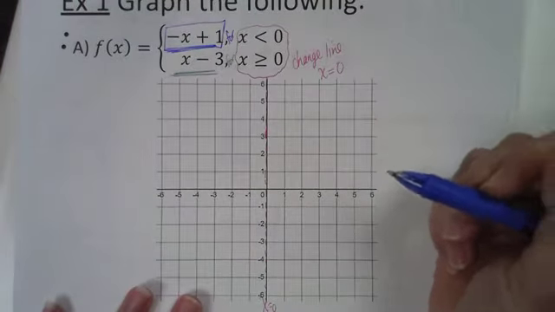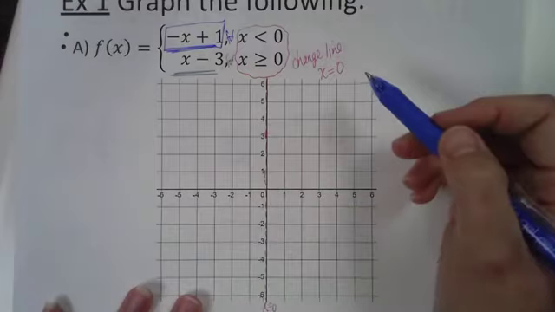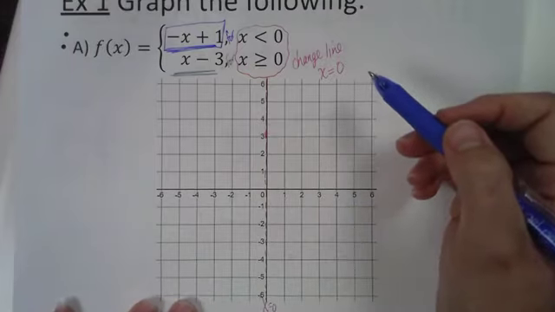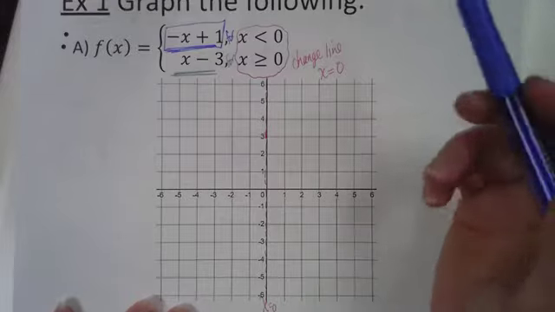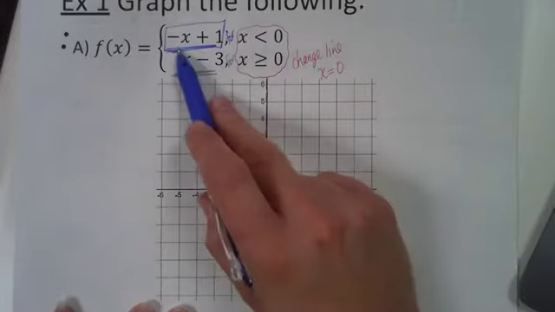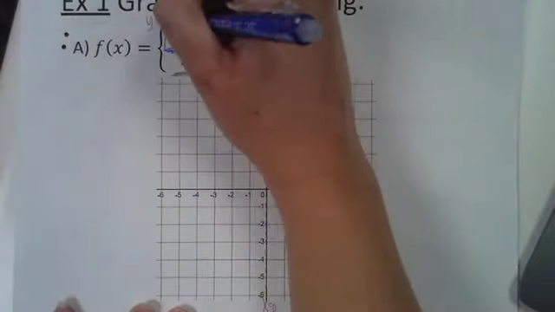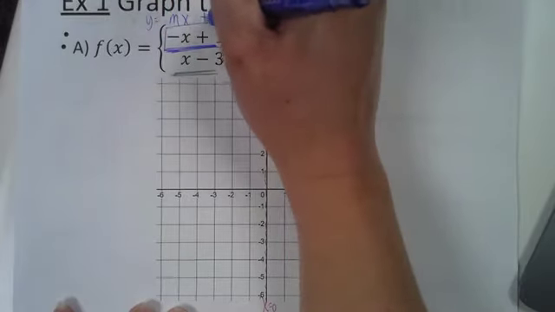And then what we're going to do is graph the entire line, and we're only going to keep a part of it. We're going to erase the thing that we don't care about, okay? We're going to keep what we want. So this is in the form y equals mx plus b.